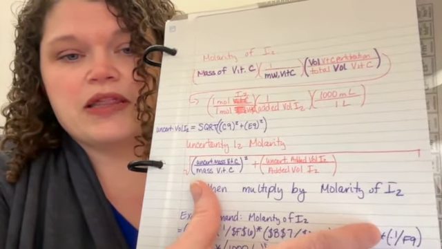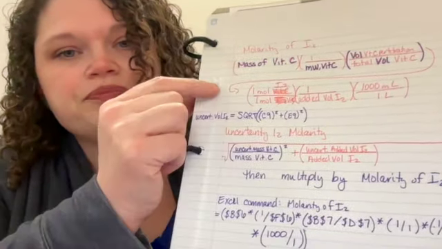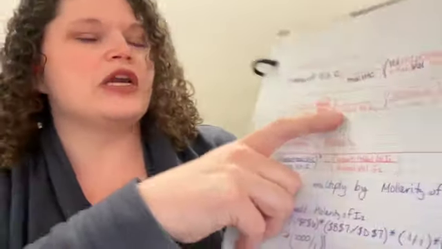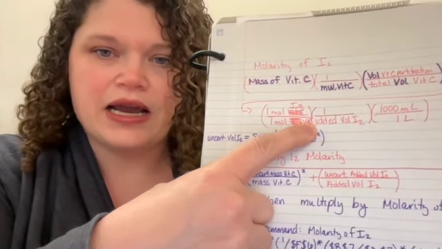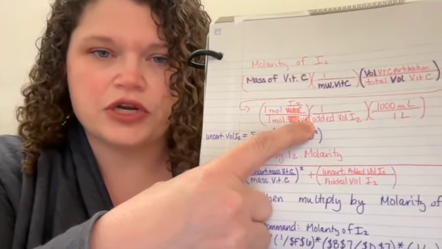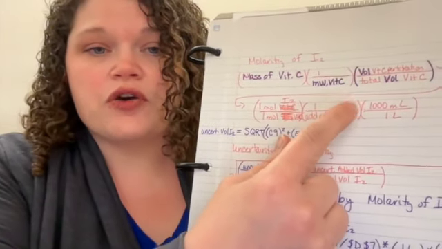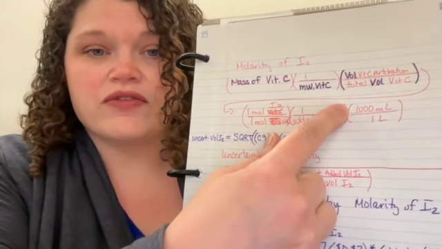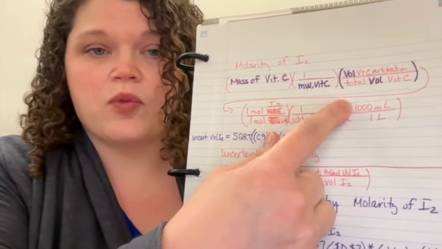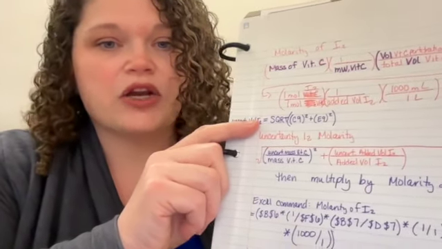And then you multiply that by 1 over F9, which is right here. So this is going to be one of your measurements. That's the added I2 that you did in your first titration in order to get that color change. And then in order to go from milliliters to liters to get molarity, we have to multiply by 1,000 milliliters over 1 liter. So that's going to get us our molarity.